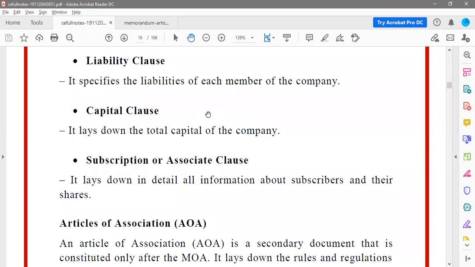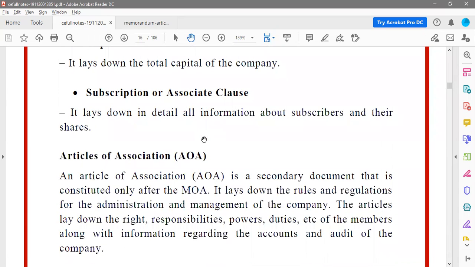Then the capital clause, the 2400 crore. That is the total capital of the company. Then the subscription or associate clause gives the details of people who have bought the shares when I started the company. Not every time. The first time when I started the company, I will give the subscription clause. So this is the memorandum of association.